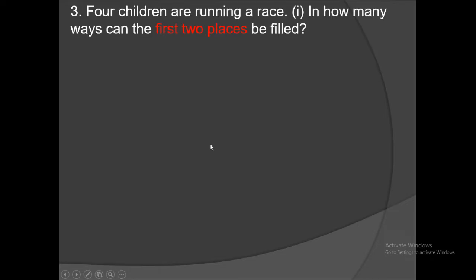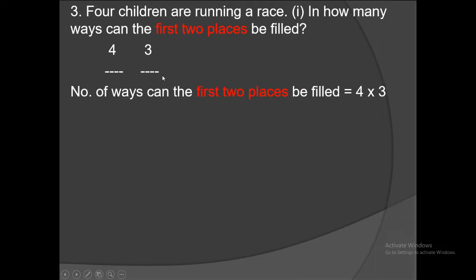Sum number 3. 4 children are running in a race. In how many ways can the first 2 places be filled? So 2 places, isn't it? First place, second place. So 4 children are fighting for the first place. So it is 4. Once the first place is reached by 1 person, the remaining 3 can be put into the second place. So 4 into 3 is 12. The number of ways the first 2 places can be filled is 4 into 3, which is 12.